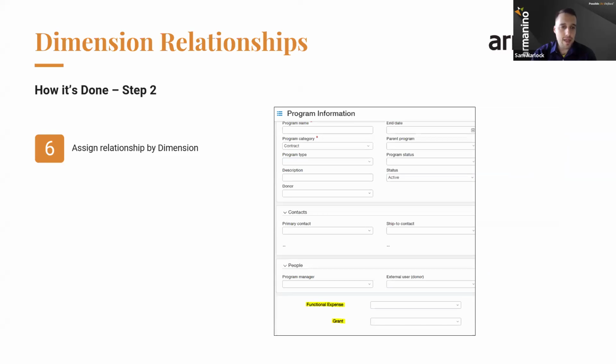The last step with creating your dimension relationships is to actually fill in the individual values. So in this case, you would choose within each program the related values. They have grant and functional expenses highlighted here, but you would also see restriction and donor, things like that. Once those are set up, the autofill will work in the system as long as the user is using the user interface within Intacct.